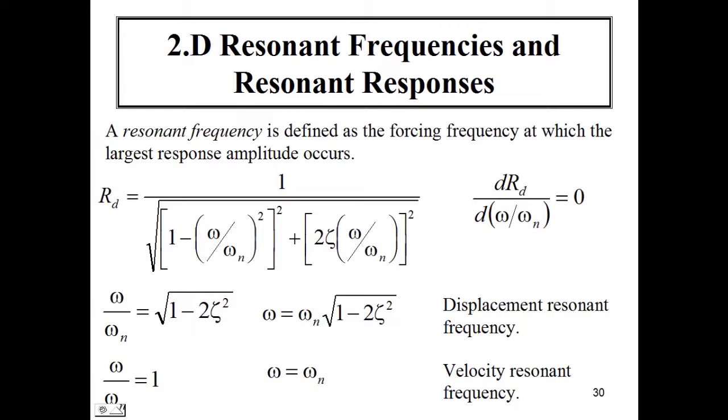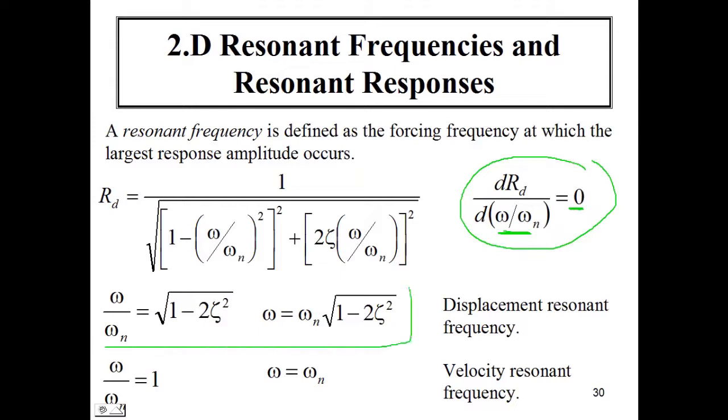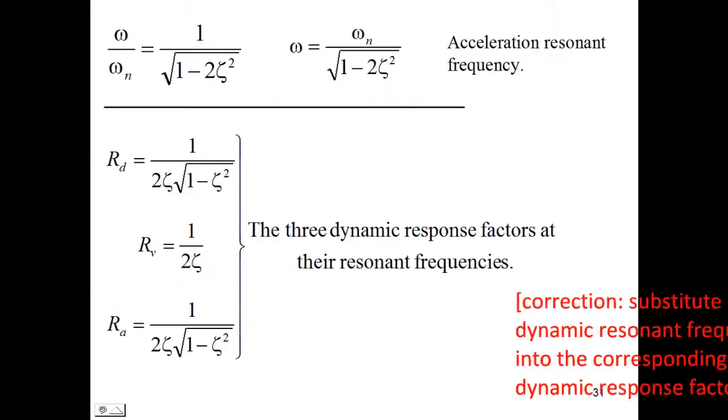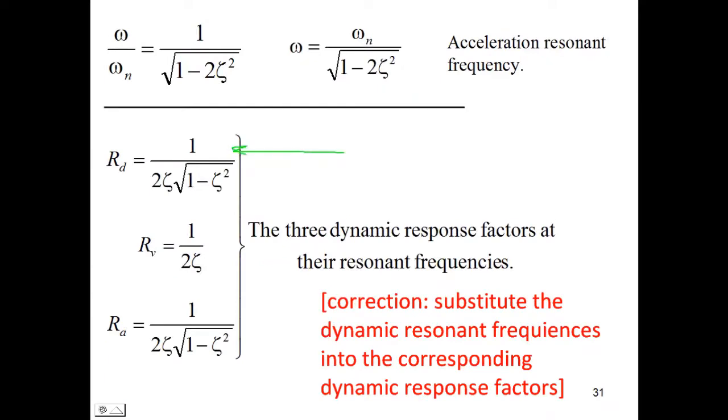Taking the first derivative of the steady state deformation with respect to the ratio omega over omega n, equating the new equation to 0, we can get omega that causes the largest deformation response amplitude, which is called displacement resonant frequency. Now, if we substitute the displacement resonant frequency into the steady state deformation, we can get the largest response amplitude.